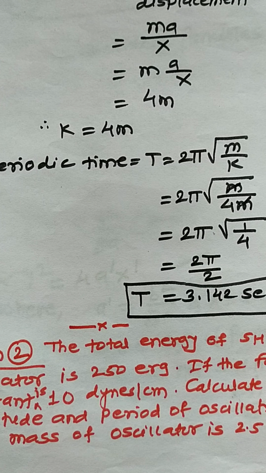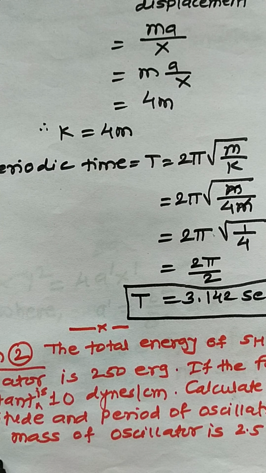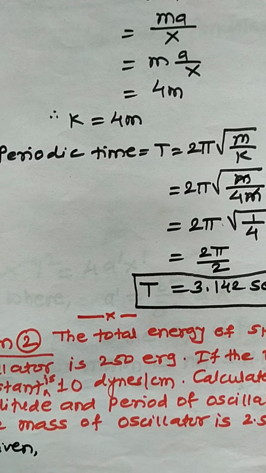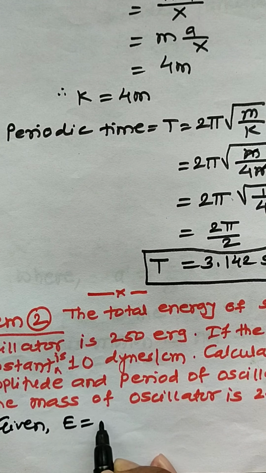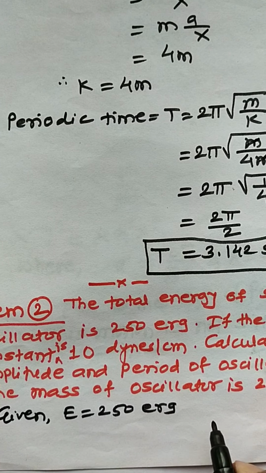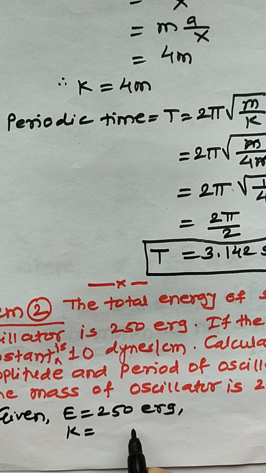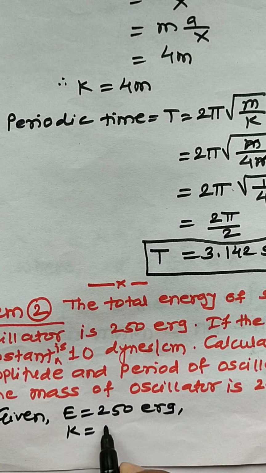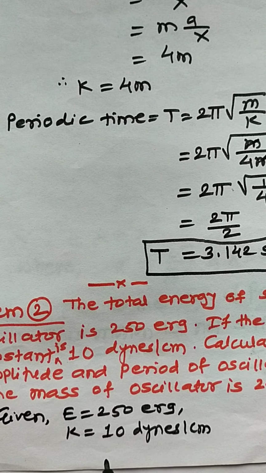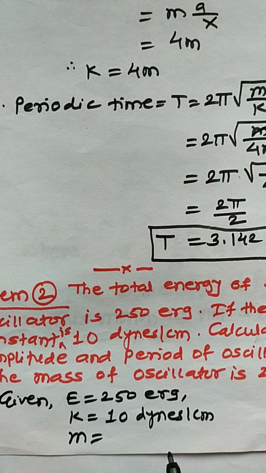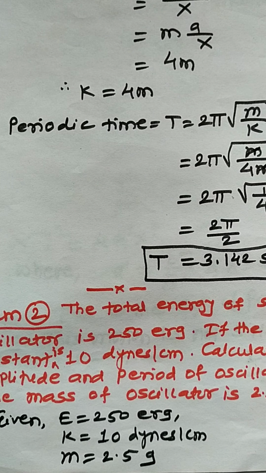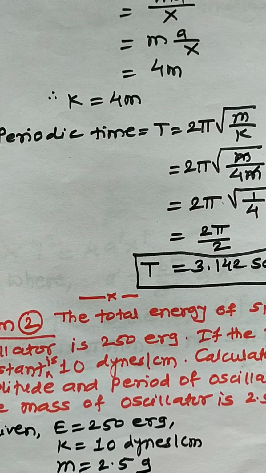So given: total energy E is equal to 250 erg, then K is equal to 10 dynes per centimeter, and M is equal to 2.5 gram. Okay, and here we have to find out.